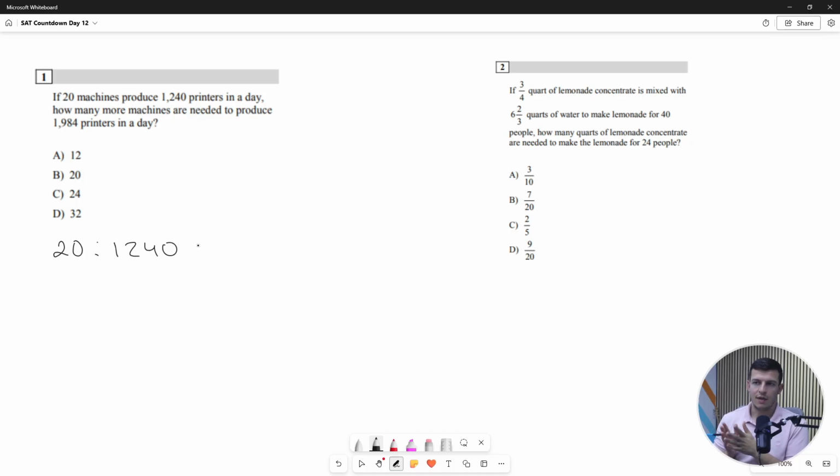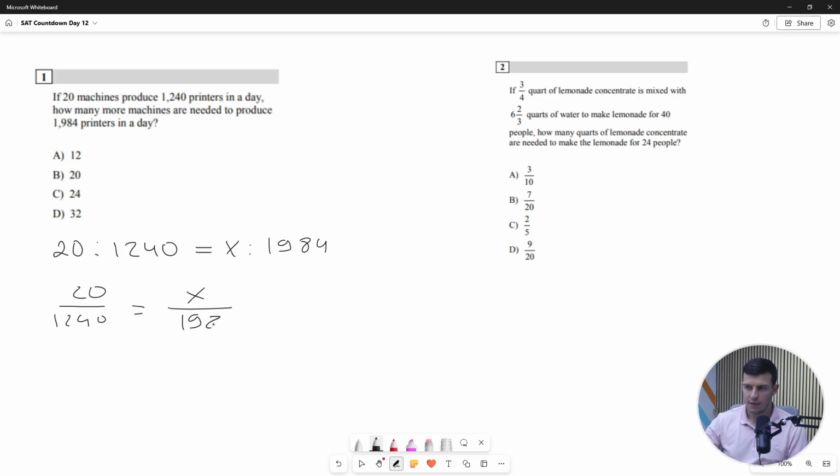So if we have 10 machines, we're going to do half of that. If we have 40 machines, we're going to do double of that. Okay, so that's why we can write it as if 20 machines gives us 1240, how many machines will give us 1984? Okay, so 20 over 1240 equals x over 1984. Then you just have to cross multiply this, and if you do that, you're going to get x = 20 times 984 divided by 1240, and I believe that's going to come to 32.